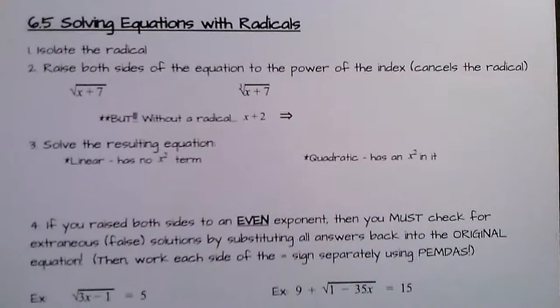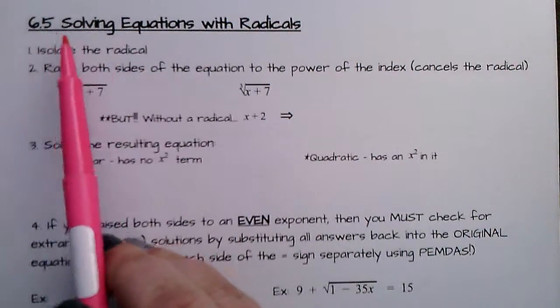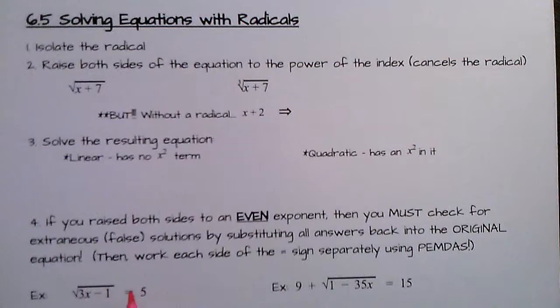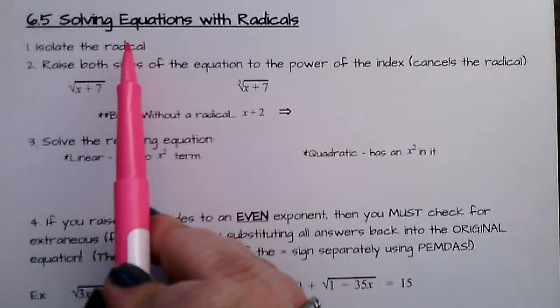So this is the last section we're going to do in chapter 6. It's 6.5. First thing we have to do when we are solving equations with radicals, so equations like down here, they'll have an equal sign, is isolate the radical. The radical has to be the only thing on that side.